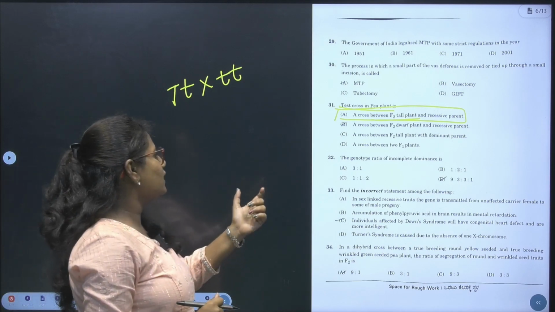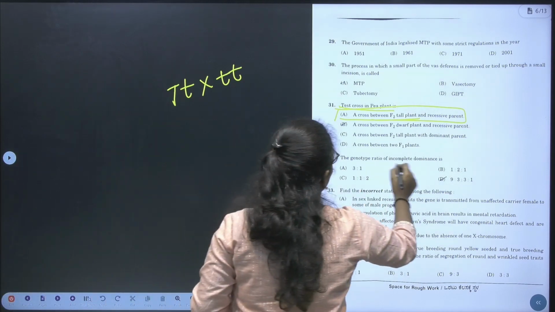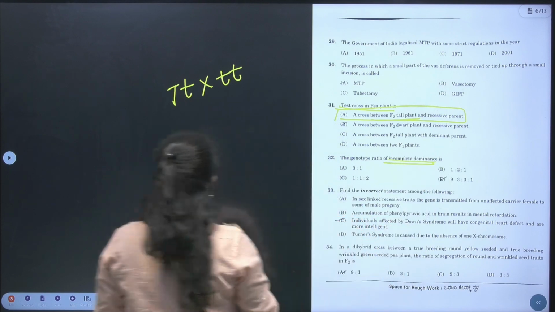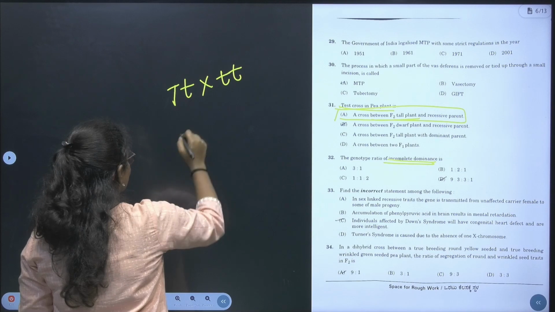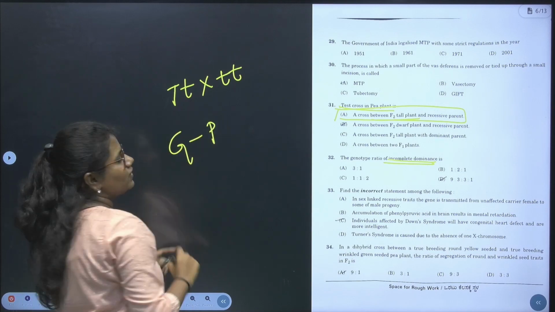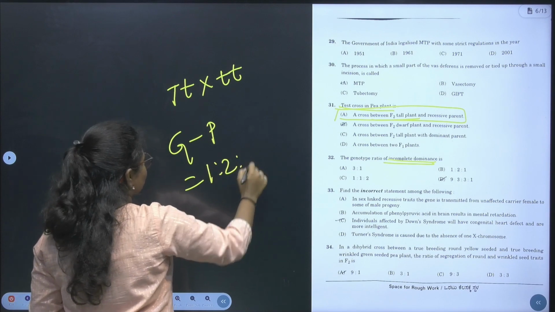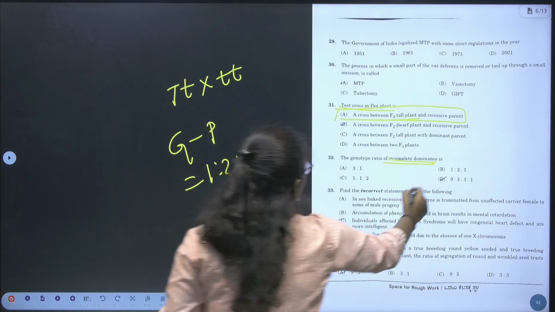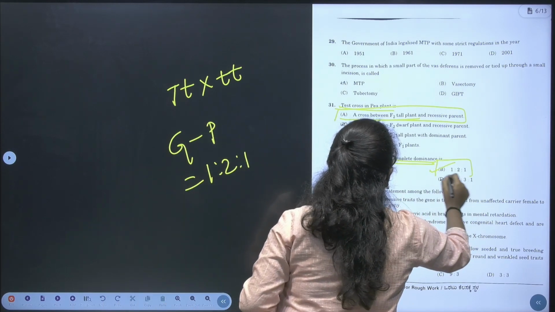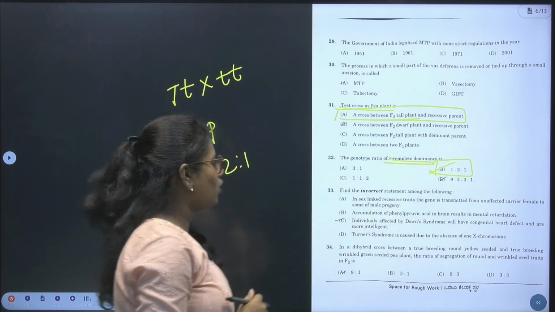Next, moving on to question number 32. The genotype ratio of incomplete dominance is, we know that for incomplete dominance the genotypic as well as the phenotypic ratio is always 1:2:1. So the answer here is 1:2:1, that is B is the correct option.